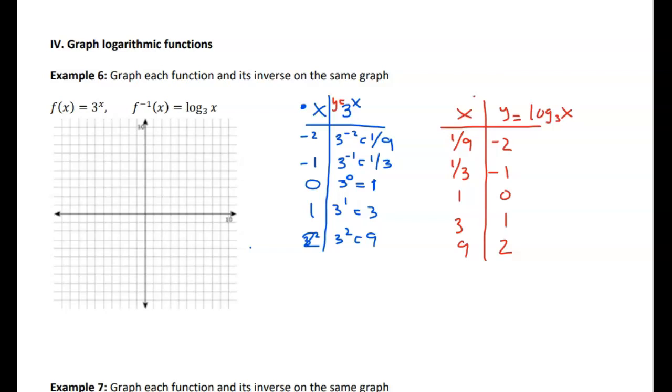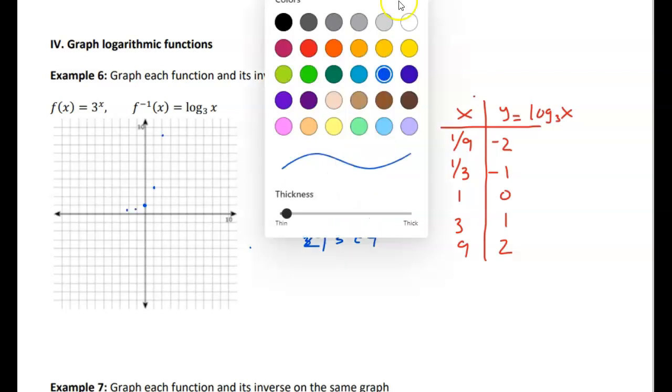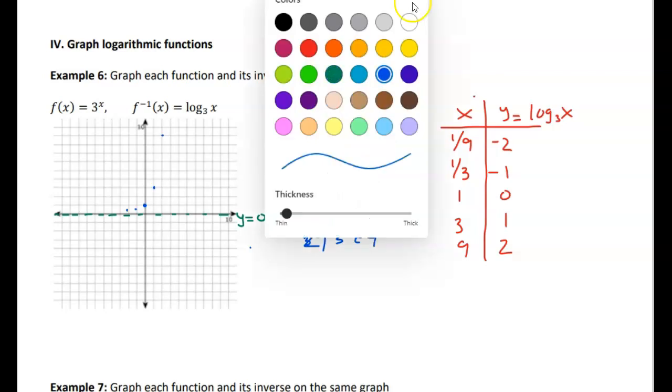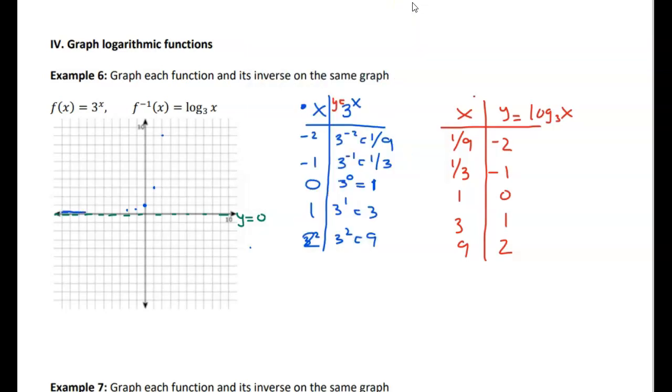So the exponential is going to be 0, 1, 1, 3, 2, 9, 1/3, 1/9. It has a horizontal asymptote at y equals 0. And let's draw the graph. So it hugs the x-axis and then it shoots up. This is 3 to the x.